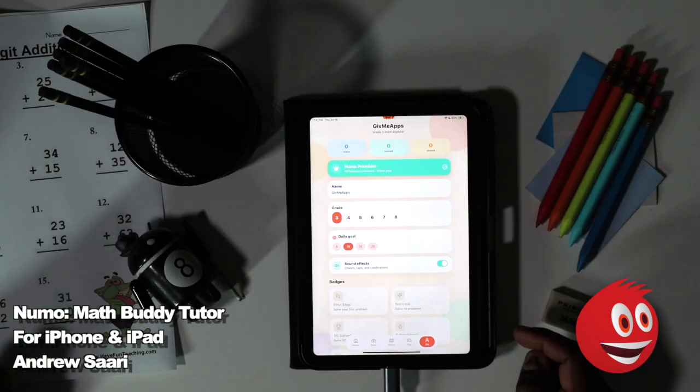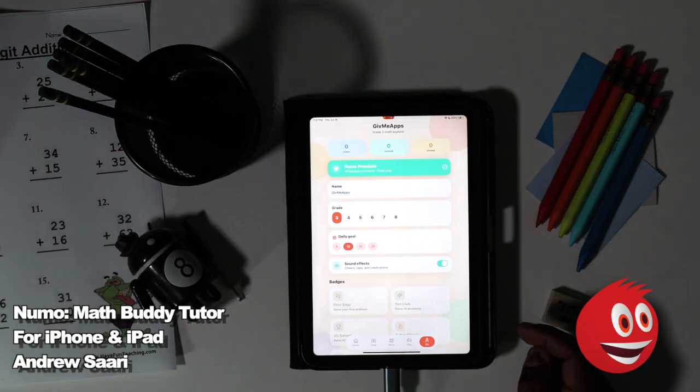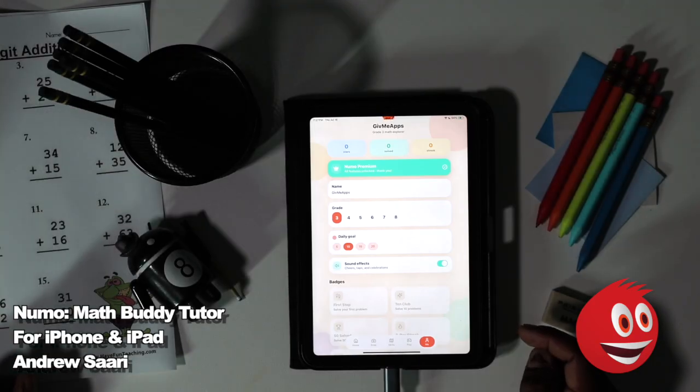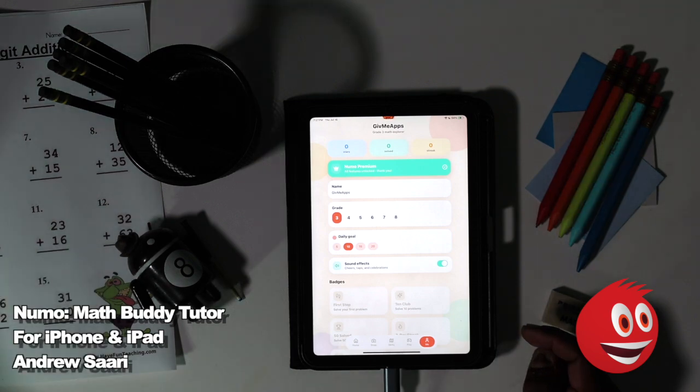Saying this straight from the listing, make math click. If you're stuck on homework, don't just find the answer, learn how to solve it. Build confidence. Everything that a parent wants. There's also a parent side of the app, a parent-facing side. You can complete grades 3 to 8 math.